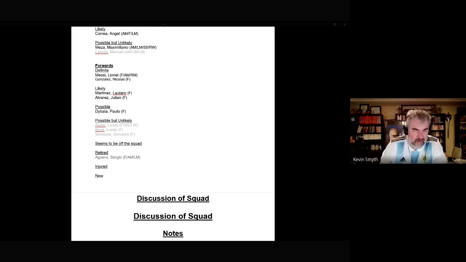Paulo Dybala started one of their 13 games since the 2021 Copa America and was subbed in for 4 and on the bench for 2. He was also injured for 4 games, so that was just 2 games where he wasn't called up. And he's been with the squad since 2015 and has 32 caps and 2 goals and is 29 years old now. He recently moved to Roma in Italy in 2022 and was with Juventus for 7 years before that, and then a smaller Italian club, Palermo.